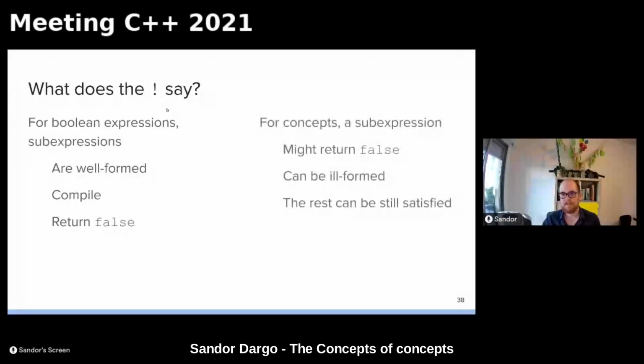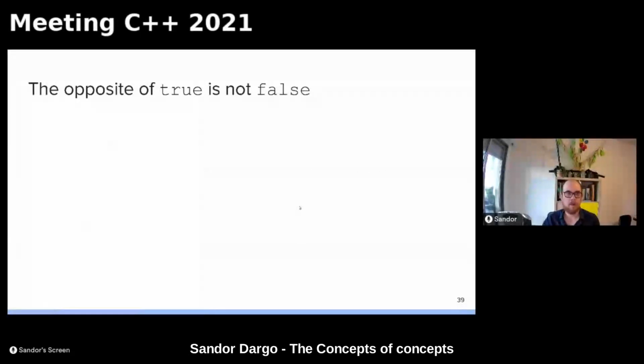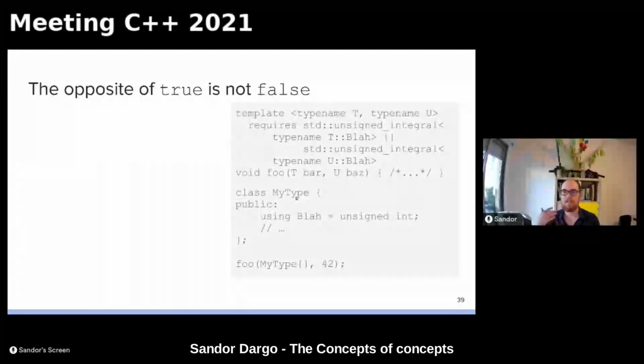But for concepts, it's a bit different. Well, you might expect a false, but a false doesn't necessarily mean that it's evaluated as a Boolean to false. It might be ill-formed code. And still, the rest of the concept might still satisfy the whole expression. So what does this mean? Let's have a look at an example of why the opposite of true is not necessarily false as we imagined, as we thought about false before.